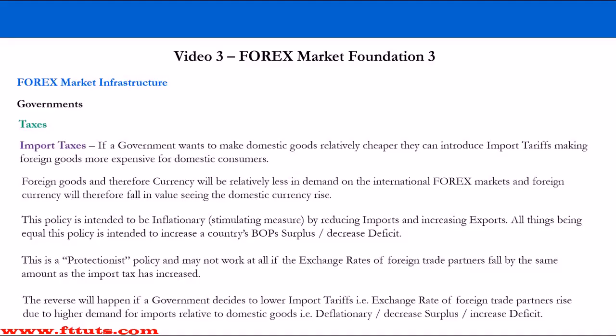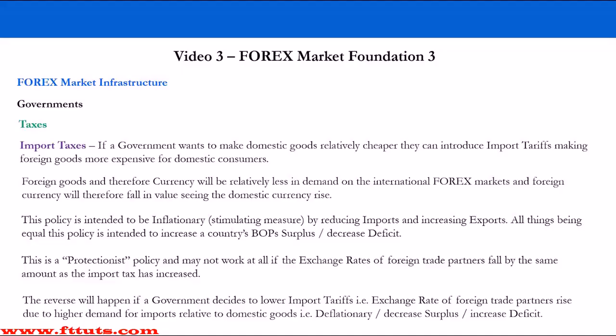And we can move on to governments and how governments, as participants, affect the exchange rate is really direct intervention in both the import and export markets. Okay, so let's begin to try and understand how governments affect the exchange rate on the international Forex markets. They can do this in a couple of ways.